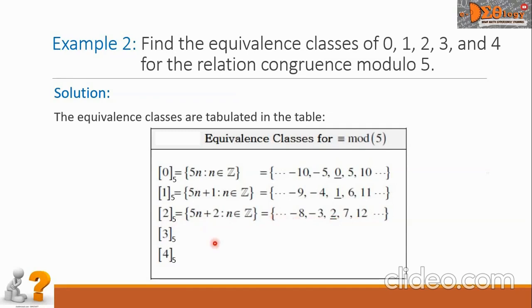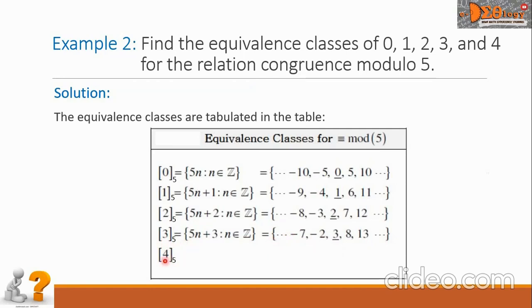Let's go now to the equivalence class of 3. This is defined as 5n plus 3, such that n is an element of Z. The elements of this equivalence class of 3 start with the number 3 itself. 3 plus 5 is 8. Next element, 8 plus 5 is 13, and so on. On the left side of 3, we have 3 minus 5, which is negative 2. Negative 2 minus 5 is negative 7, and so on.